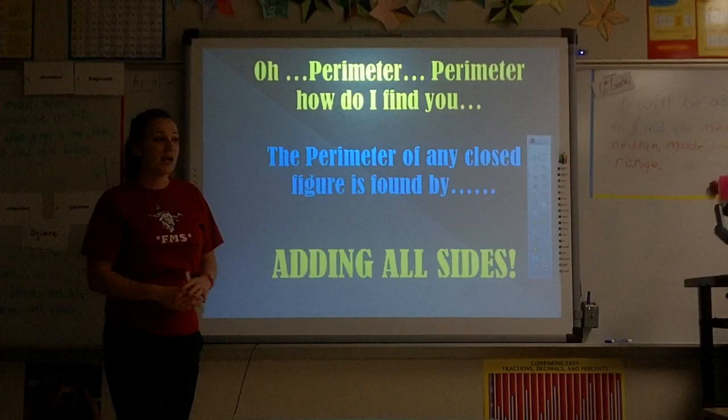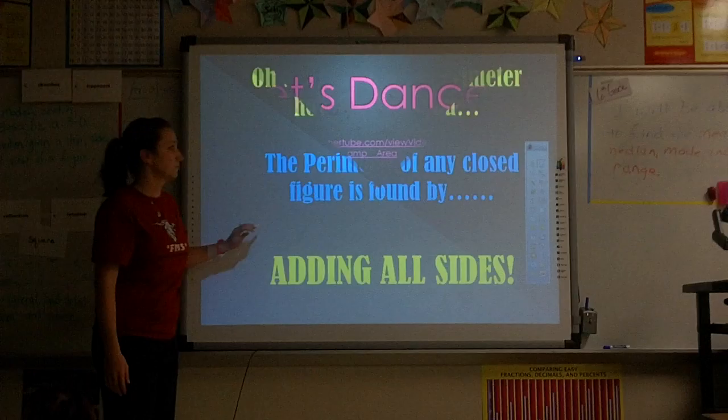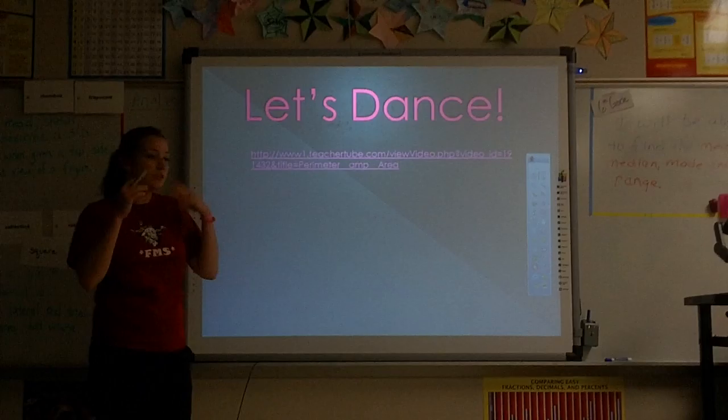Okay, now we know that perimeter is important. We know it has to do with shapes. How do we figure it out? The perimeter of any closed figure is found by adding all the sides, okay? Adding all the sides. It's very, very simple, guys. All we have to do is add all the sides.